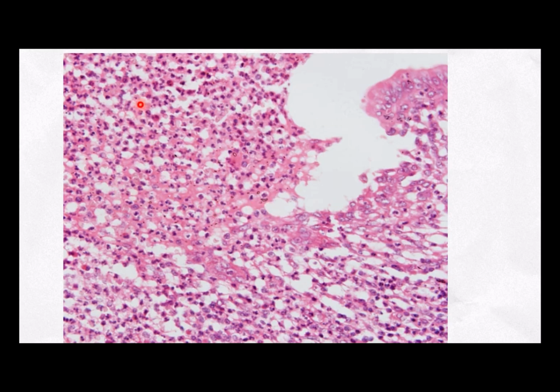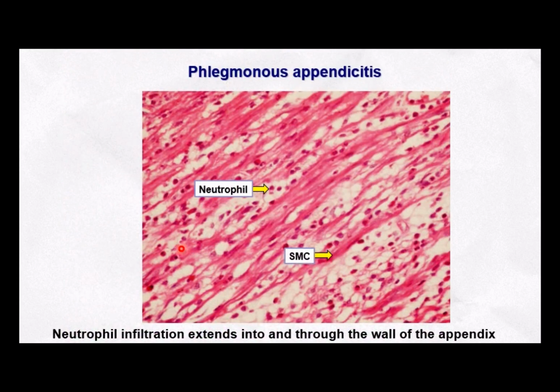These cells are neutrophils. This picture shows the muscular layer of the appendix. These cells are smooth muscle cells. The intermuscular spaces become widened because of edema, and among the smooth muscle cells, we can find many neutrophils.